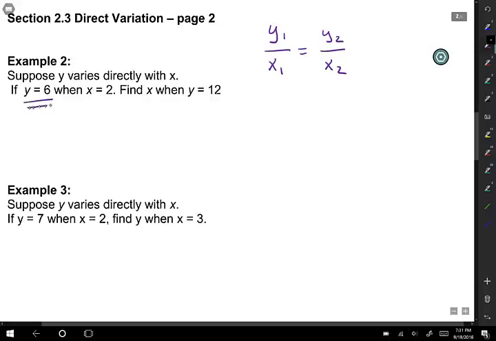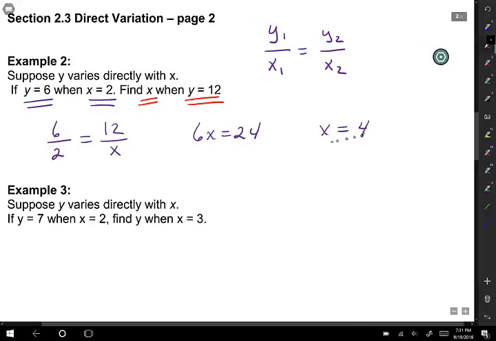So here's my first group that I'm going to underline with 2 lines. And my second group is going to be underlined with 2 red lines. So let's set up our proportion. 6 over 2 equals 12 over x. We cross multiply. We get 6x equals 24. So therefore, x equals 4 very quickly.